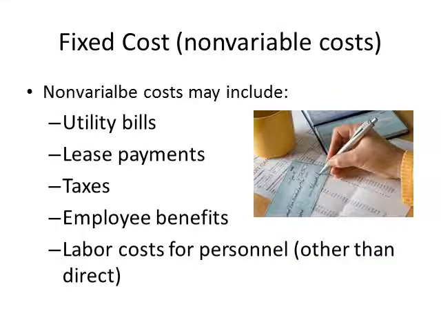Some examples of fixed costs or non-variable costs are utility bills, lease payments, taxes, employee benefits, and labor costs for personnel other than direct costs. So for example, when you sign a lease, it's for a given period of time, and your rent essentially won't go up or down within that time period. So that is a fixed cost.